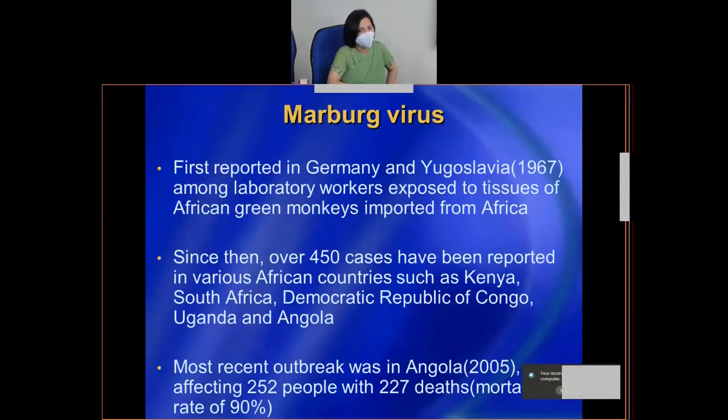Marburg virus, which is equally deadly, was first reported in Germany and Yugoslavia. It was first reported in laboratory workers who were exposed to tissues of African green monkeys brought from Africa. After that, more than 450 cases have been reported in various African countries such as Kenya and South Africa, but the number is very small. The last outbreak was in 2005 in Angola, which affected around 252 people, of whom 227 died. So the mortality rate was almost 90%. These are very deadly viruses. Fortunately, the spread is not so fast and they are getting contained.